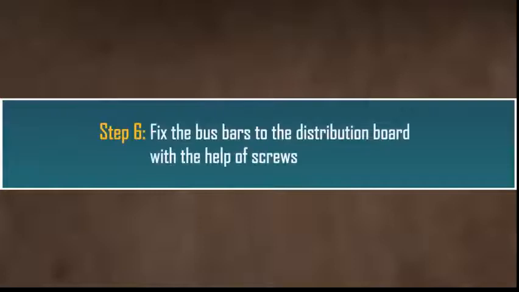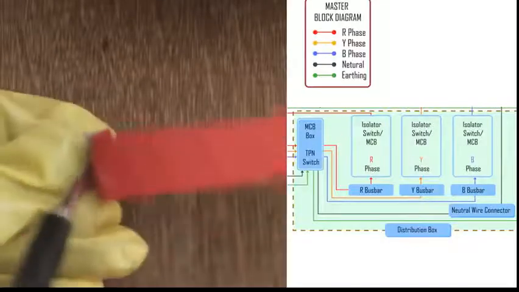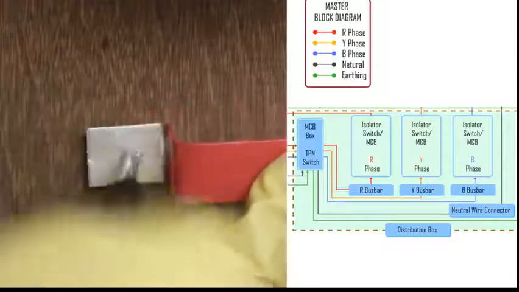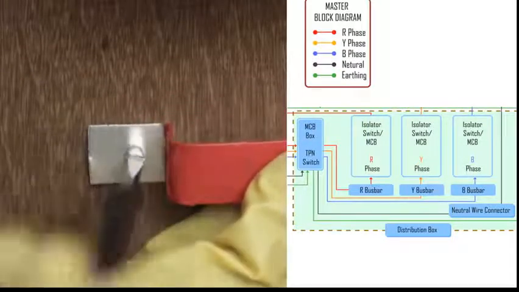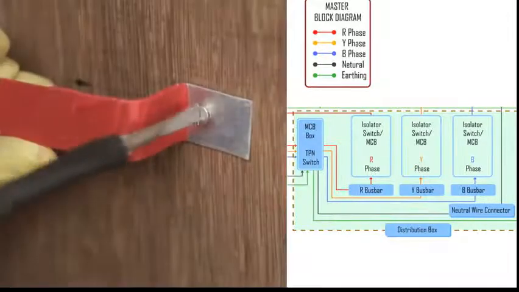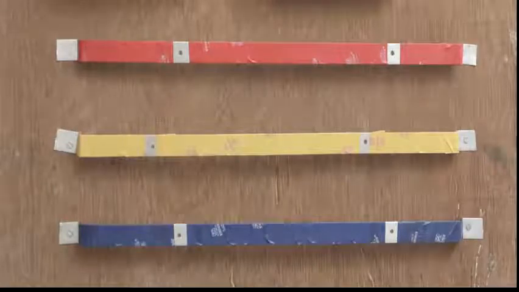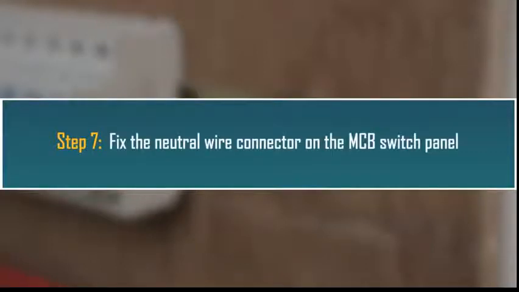Step 6. Now fix the bus bars on the distribution board with the help of screws. Step 7. Fix the neutral wire connector on the MCB switch panel.